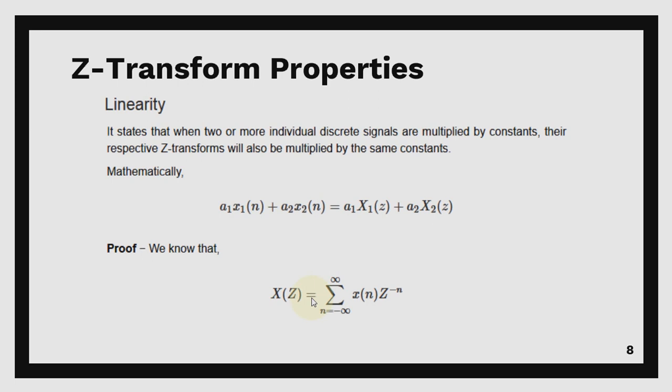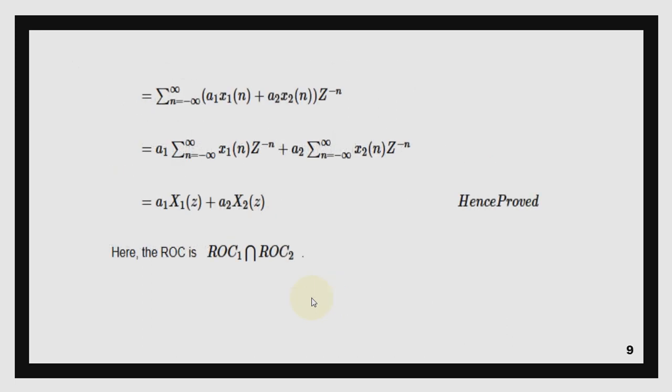Proof: use the formula X of z equal to summation from minus infinity to infinity of x of n z raised to minus n. So the summation over n from minus infinity to infinity of (a1 x1 of n plus a2 x2 of n) z raised to minus n. Multiply the z raised to minus n into the bracket. You will get a1 summation x1 of n z raised to minus n plus a2 summation x2 of n z raised to minus n. So you will get a1 X1 of z plus a2 X2 of z. Here the ROC is the ROC1 intersect with the ROC2.